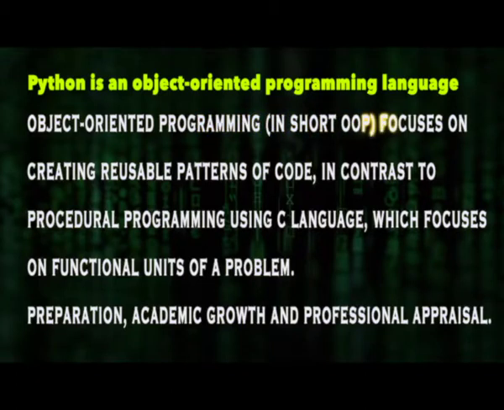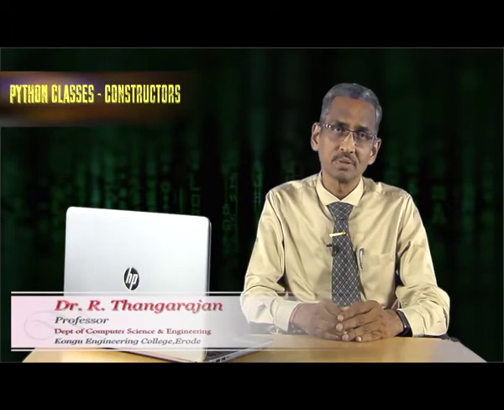Object oriented programming, in short referred to as OOP, focuses on creating reusable patterns of code, in contrast to procedural programming using the C language, which focuses on functional units of a program. When working on complex programs in particular, object oriented programming lets you reuse code and write code that is more readable, which in turn makes it more maintainable.